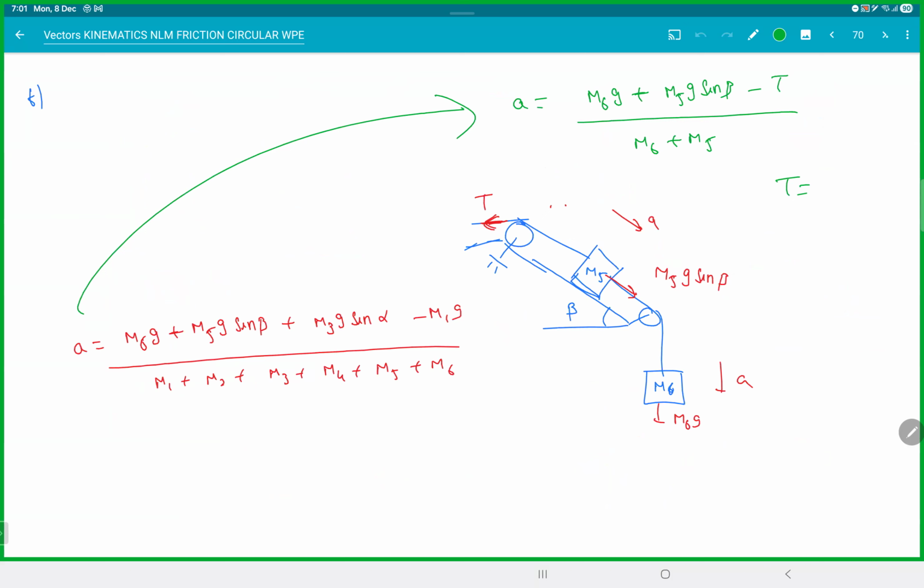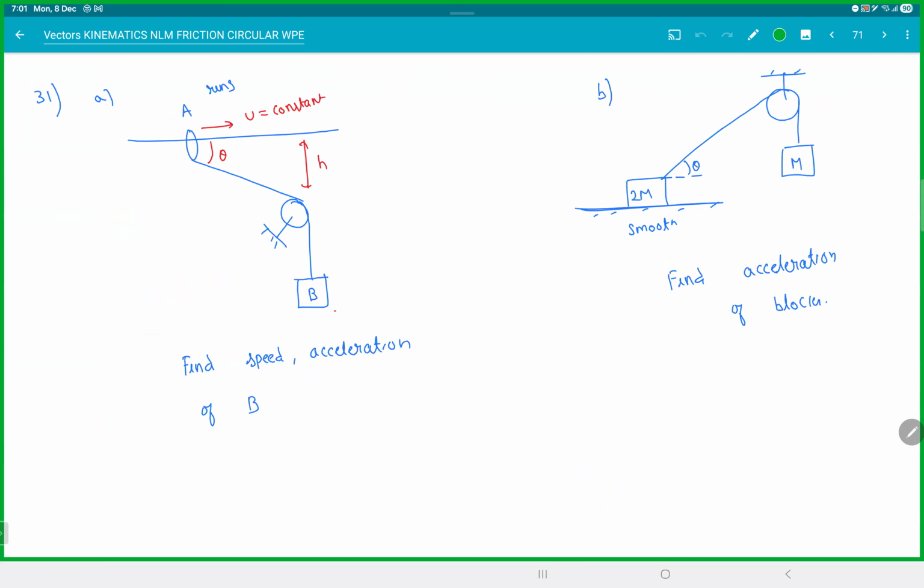Let's get these two. So we have a ring there going with speed u, that is h theta, find speed and acceleration of P. Second thing, ground is smooth, 2m and m, find the acceleration of the blocks initially. If I just ask you for speed, it's a decent, easy mains question. The moment I ask for acceleration, it becomes an advanced question. Based on constraints.